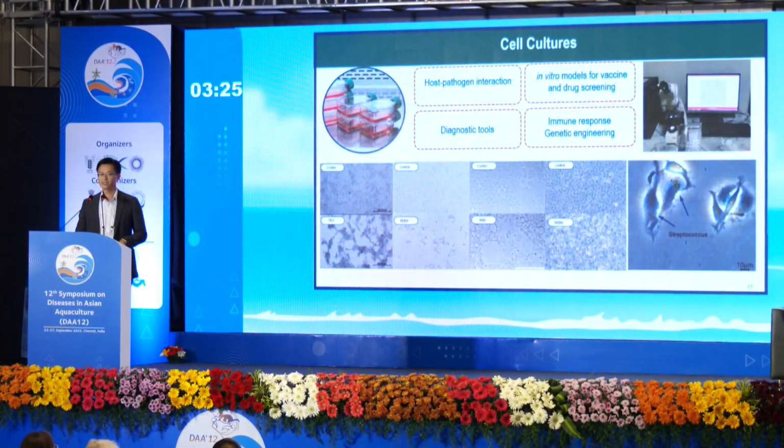Cell lines are very useful for host-pathogen interaction. They are useful as models for vaccine and drug screening, for diagnostics, for immune response in animals, and also for genetic engineering. Yesterday I talked to Dr. August, who is working with CRISPR-Cas. Not all commercial cells work for the virus of interest, so we are thinking about how we can engineer them to be susceptible to multiple viruses: one kind of cell line, but universal for many viruses in aquaculture.